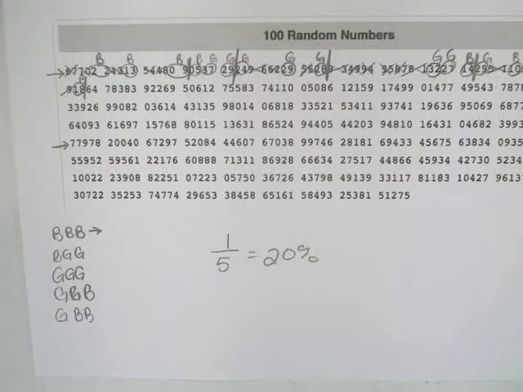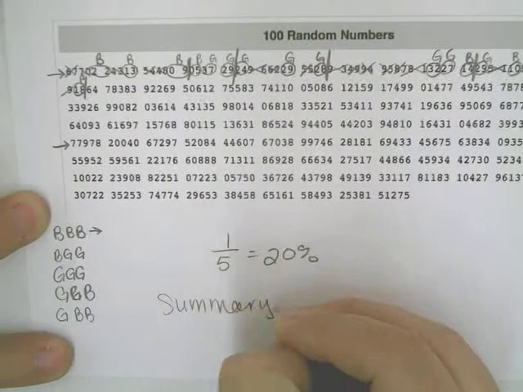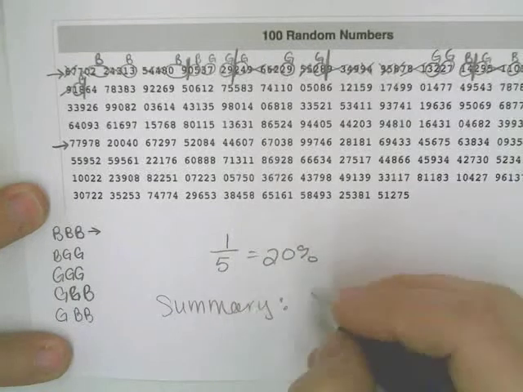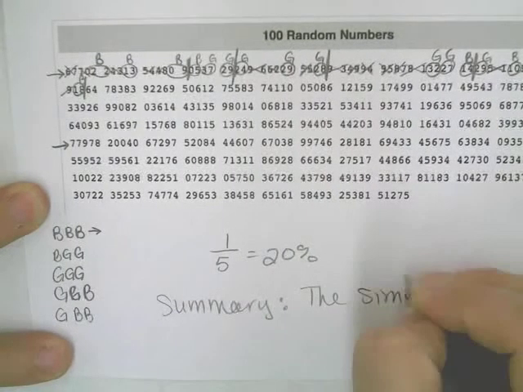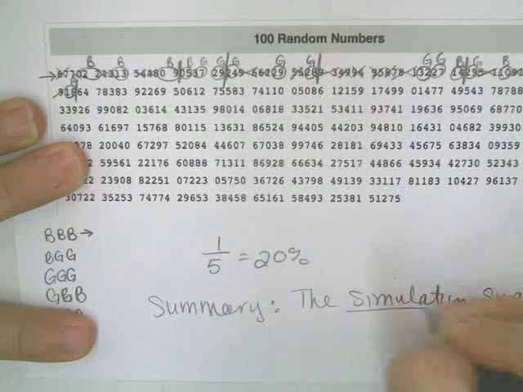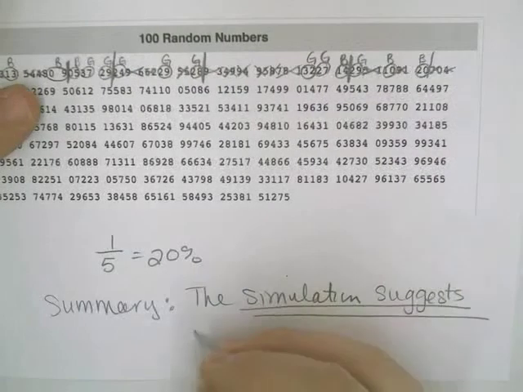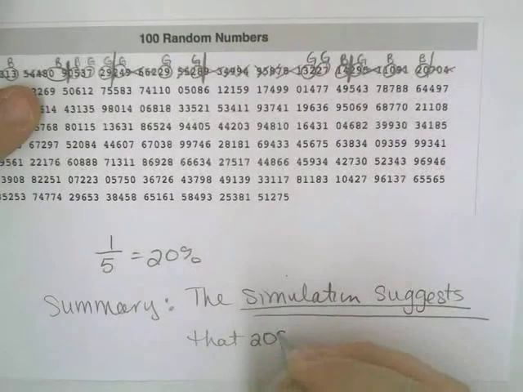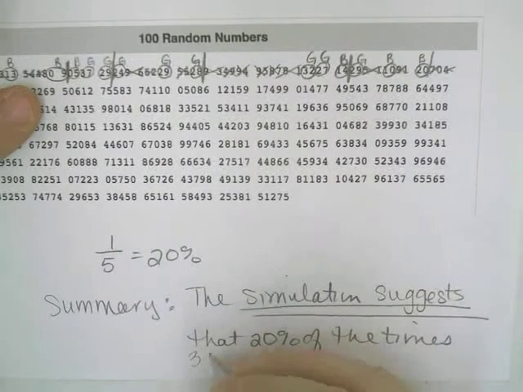Okay, so if we ran this a bunch more times, we would get a different number, but you have to write a summary. We haven't talked about this yet, but the simulation suggests, this is important. You can't say we found or the answer is. You have to say the simulation suggests, because it's not always the same, but that's important. The simulation suggests for us that 20% of the time, 3 boys would present.